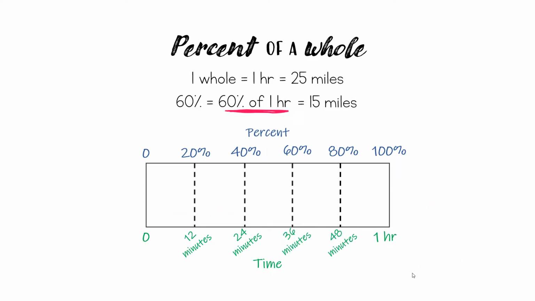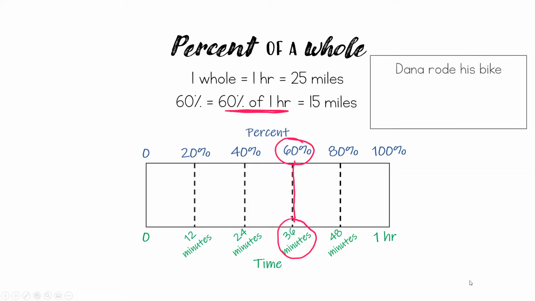I'm trying to find 60% of 1 hour. I will line up 60 and find that it is 36. So now we can put all of that information together to say that Dana rode his bike 15 miles in 36 minutes before getting a flat tire.